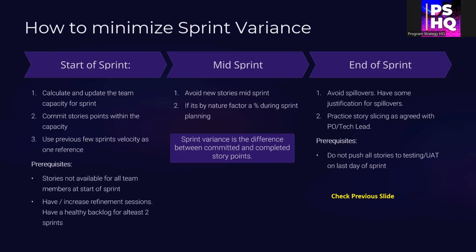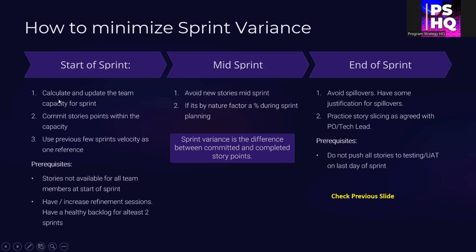But sometimes there might be some spillover, some carry forwards occasionally, which need to be handled on a case by case basis. Let's see how we can achieve this minimum sprint variance. It will be good if you can have a target of 10 to 20% sprint variance, which is okay. If it is more than that, you need to revisit or know some of these practices so that you can control that. How can we do that?